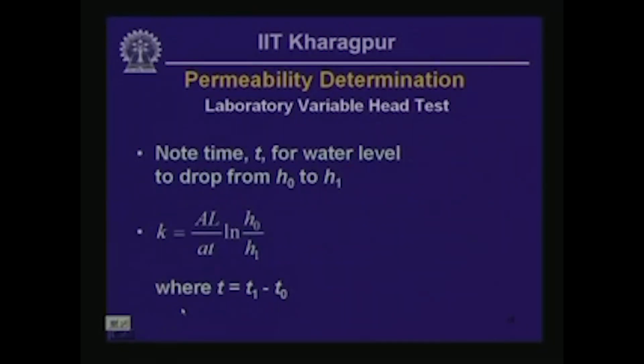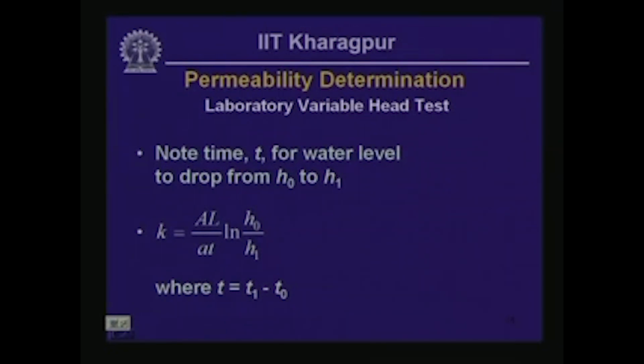Another method involves the variable head test. In this case, we again use a cylindrical sample of soil or rock, and we allow flow to take place under variable head through the specimen, and we note the time for the water level to drop from H naught to H1, as will be shown in the next animation. From these two measurements we get permeability using the equation shown at the bottom left of this slide.